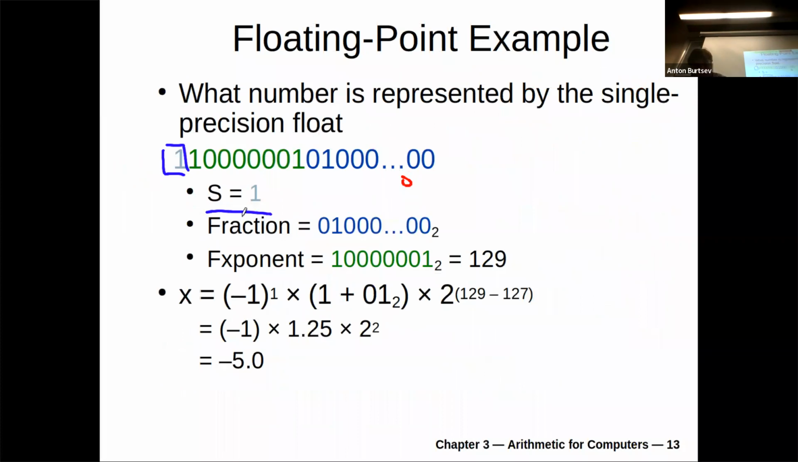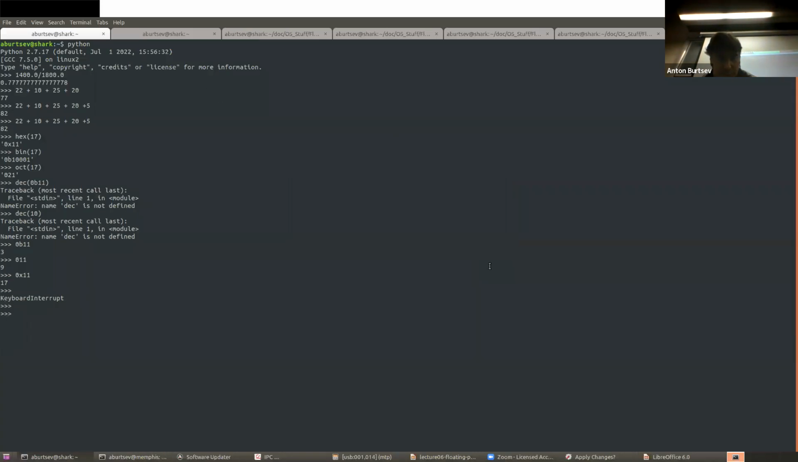Okay, if we take another example, converting the other way around, the sign bit is 1. Our fraction is this. Our exponent is this green one here. I don't know the conversions offhand, but I like to use Python. If you plug this number into Python, you will get 129. And we can double check. So it's 6 zeros. Let me just quickly do it for you.